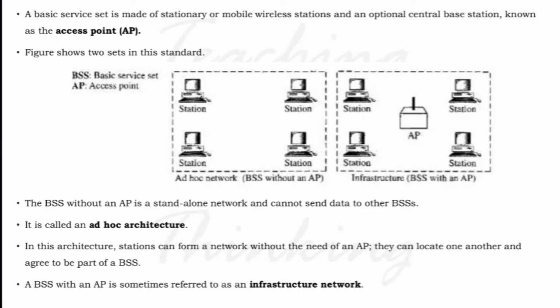The figure shows two sets in this standard, and we can see there are many stations. The first is the ad hoc network, a BSS without an access point, and the other is the infrastructure network, a BSS with an AP, with several stations and one access point. The BSS without an access point is a standalone network and cannot send data to other BSS. It is called ad hoc architecture. In this architecture, stations can form a network without the need of an AP. They can locate one another and agree to be part of a BSS. A BSS with an AP is sometimes referred to as an infrastructure network.